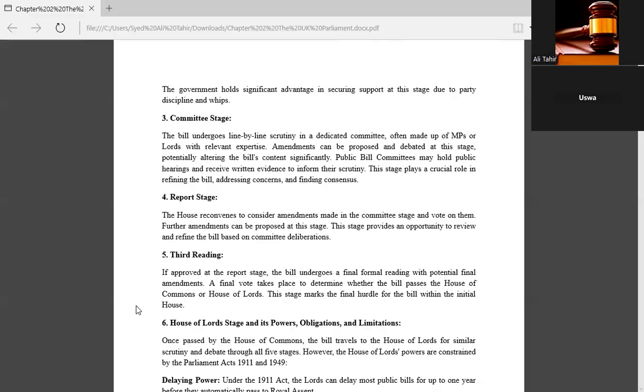The reporting stage: the House reconvenes to consider amendments made in committee stage and vote on them. Further amendments can be proposed at this stage. This stage provides an opportunity to review and refine the bill based on committee deliberations.